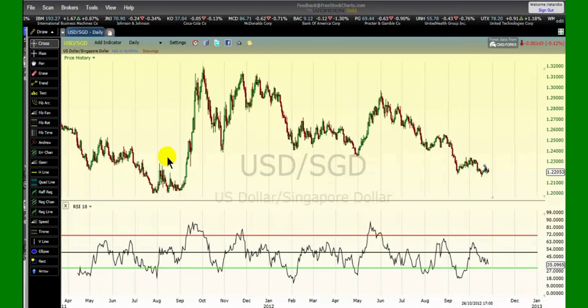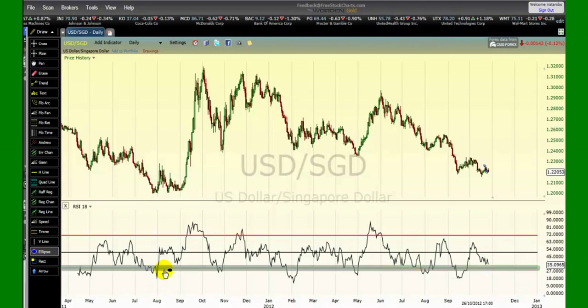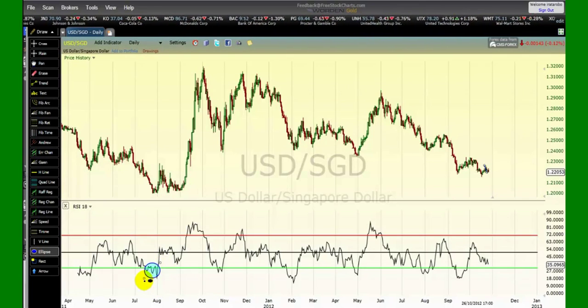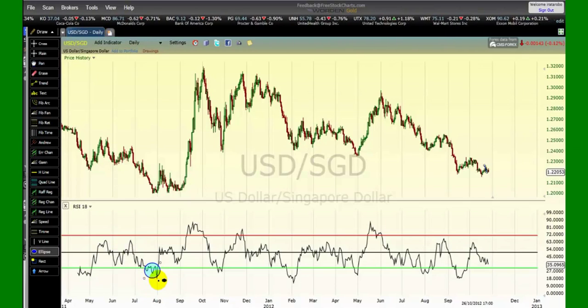All right. So here we have a situation of a bullish divergence. We see that the RSI had a low here in the oversold zone. It's a typical bullish divergence. You will see the indicator go to the oversold zone, and then come out of the oversold zone and display a higher low.